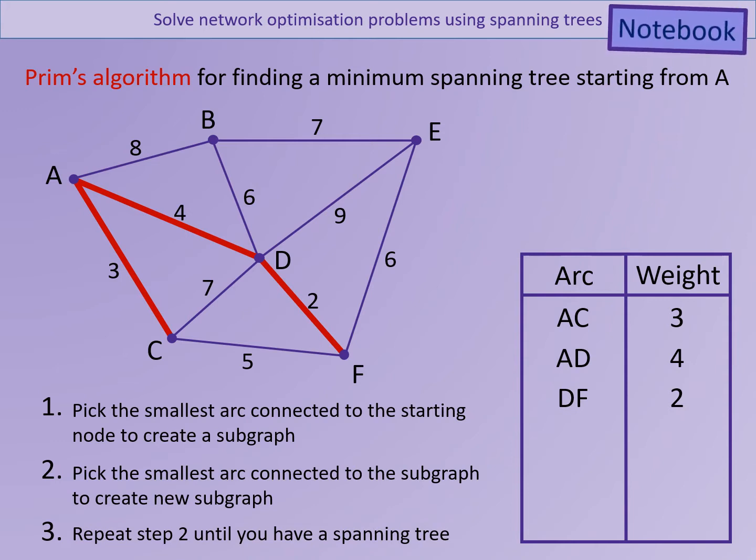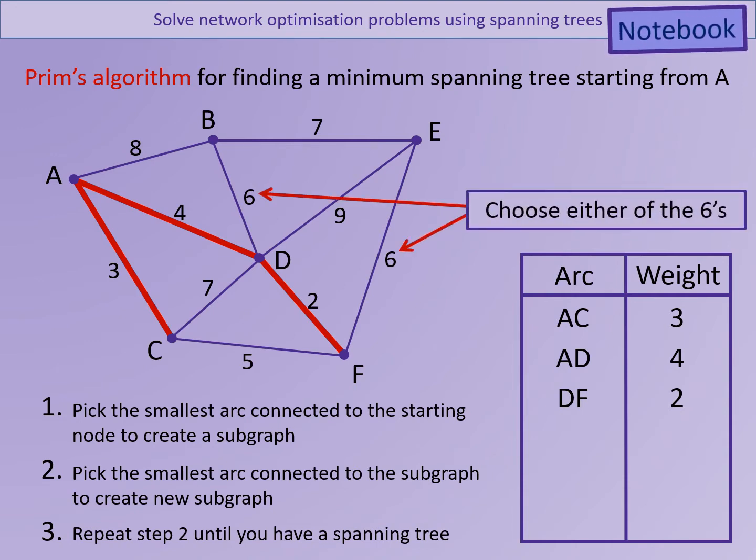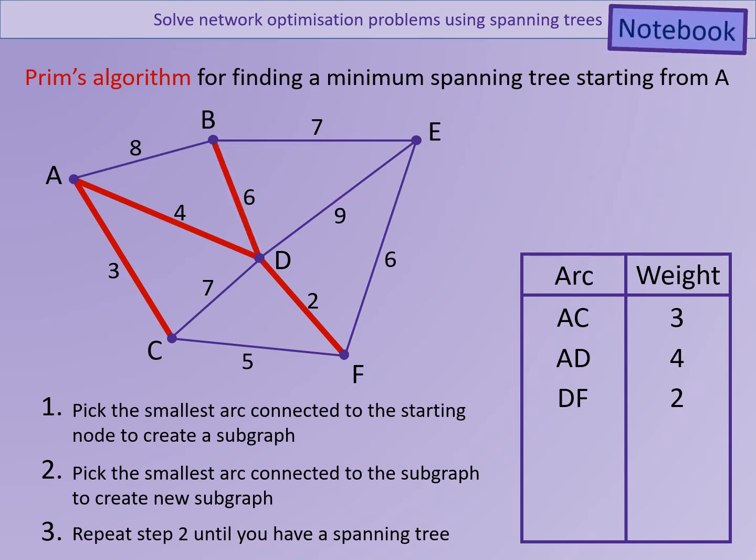Now the next arc, we can't add CF, which is 5, because that wouldn't be adding a new vertex to the tree, and indeed it wouldn't be a tree if we added CF, because we would be creating a cycle. So we need to consider just the vertices that have not yet been added to the tree. Now there are actually 2 possibilities here, because BD and FE have both got a weight of 6. We can choose either of these, as long as you list which one you've used. So if we choose BD, add that to the table. And the next one we're going to add is FE with a weight of 6.